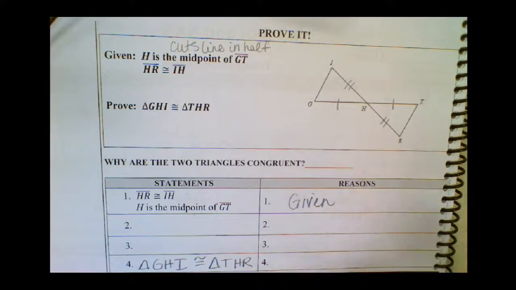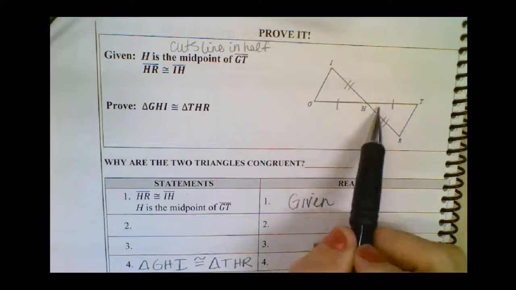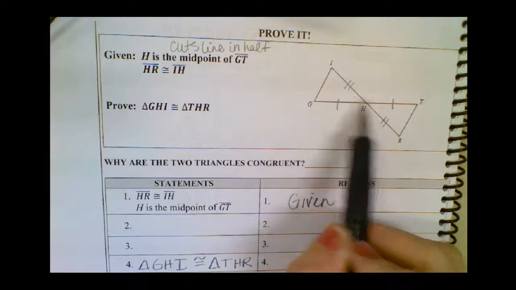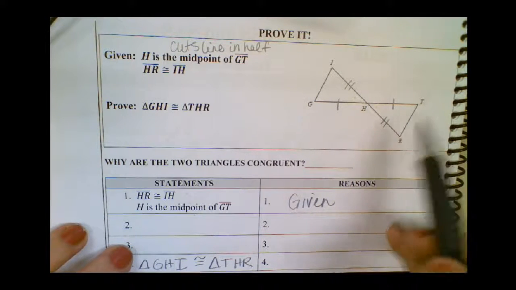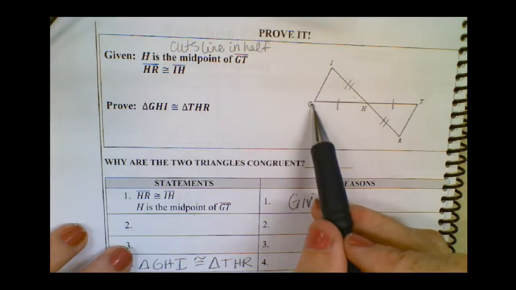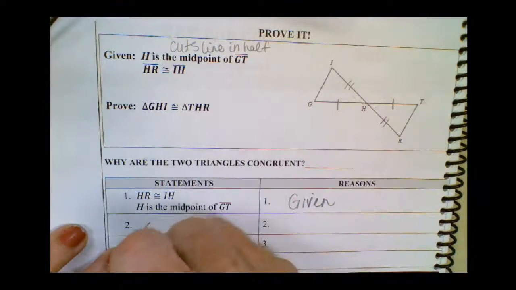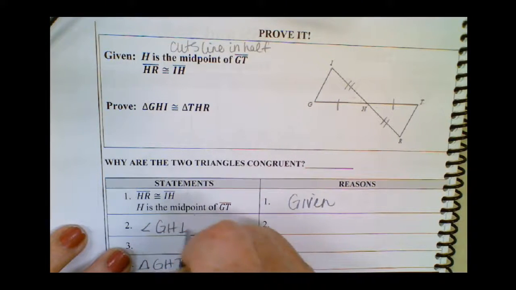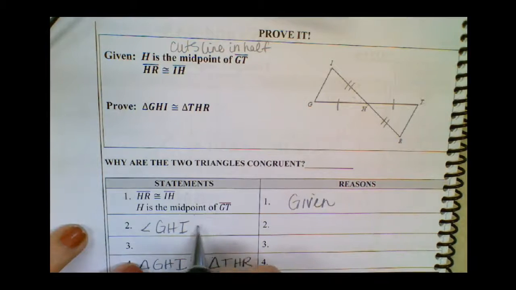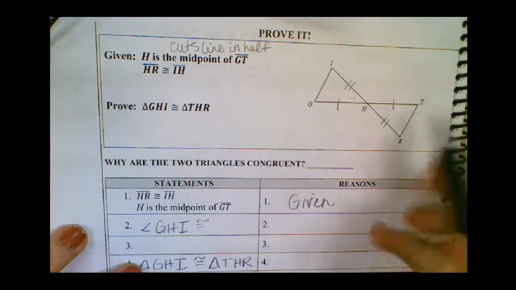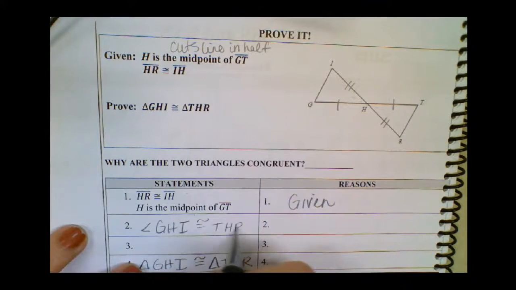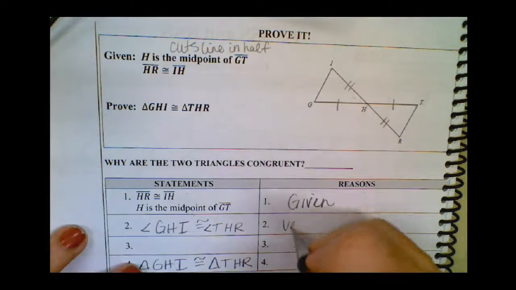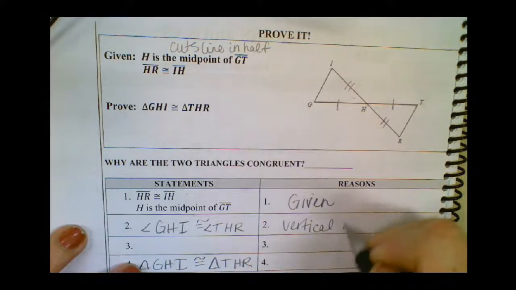I don't have enough for side. I might be able to figure out an angle. What do I know about these two angles? They're directly across from each other, so they are called what? Those are vertical angles. So angle GHI is congruent to angle THR because they are vertical angles.